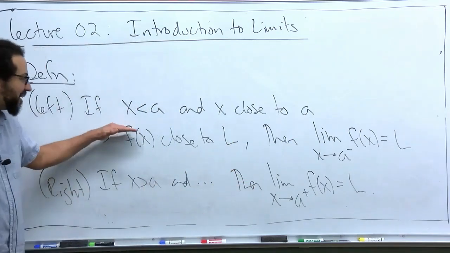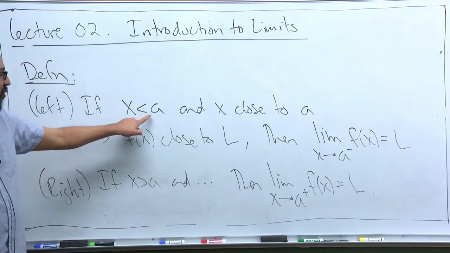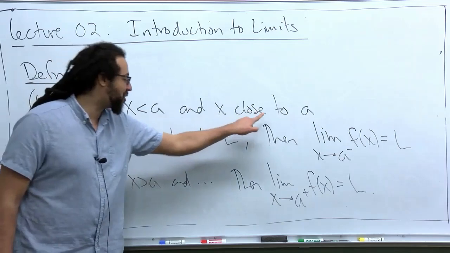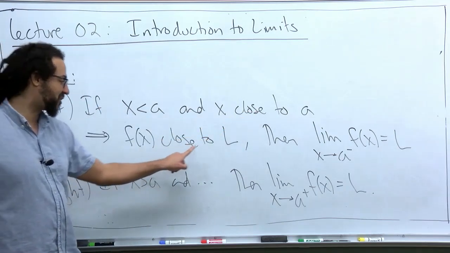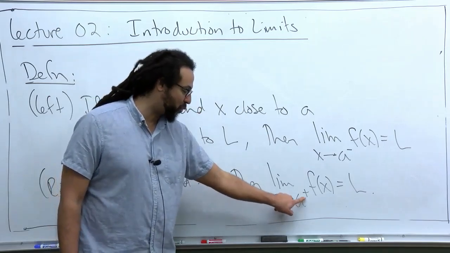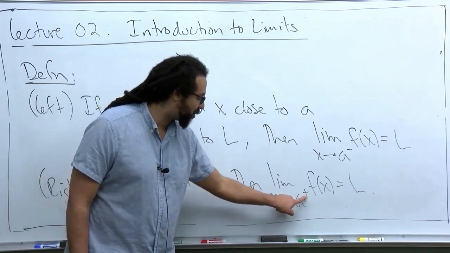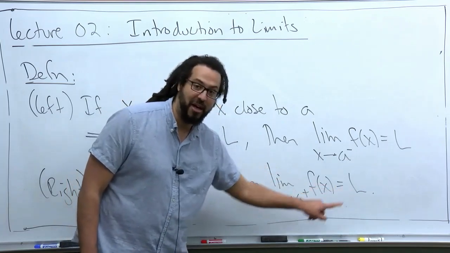And then we can give a similar definition for a right-hand limit. If x is greater than a, and x close to a forces f of x close to L, then we will say the limit as x approaches a from the right. So now a little plus sign. The limit as x approaches a from the right of f of x is equal to L.